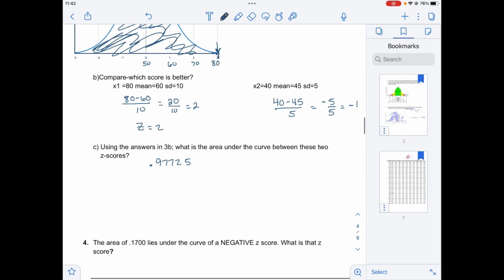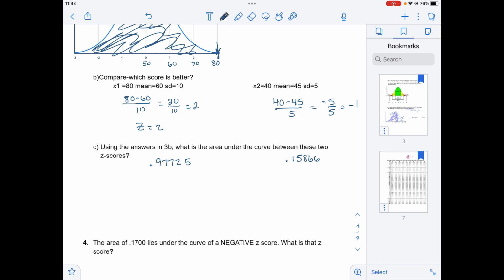Okay, so for this one, we get 0.15866. So we could say, okay, this person 1 scored in the 97th percentile. They did pretty good over the class. So they scored better than 97% of the people that took this test. This person scored only better than 15%, basically, roughly 16%. So a lot of people scored better. So obviously, person 1 scored better.